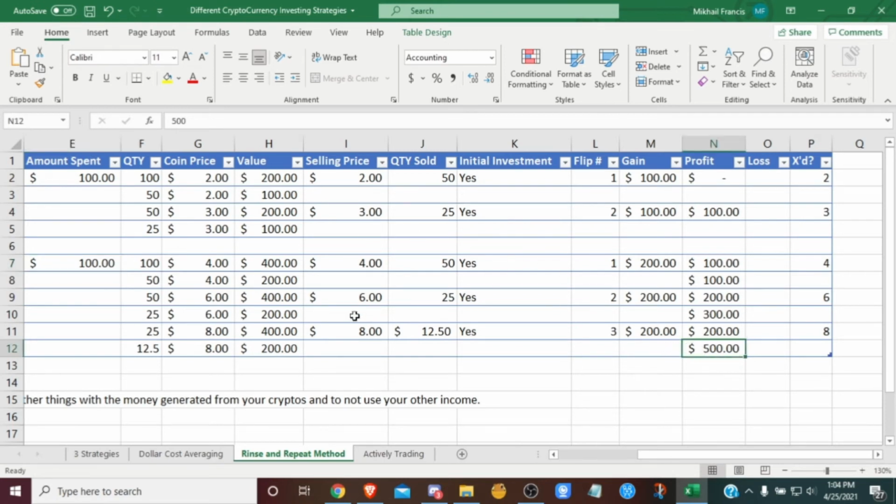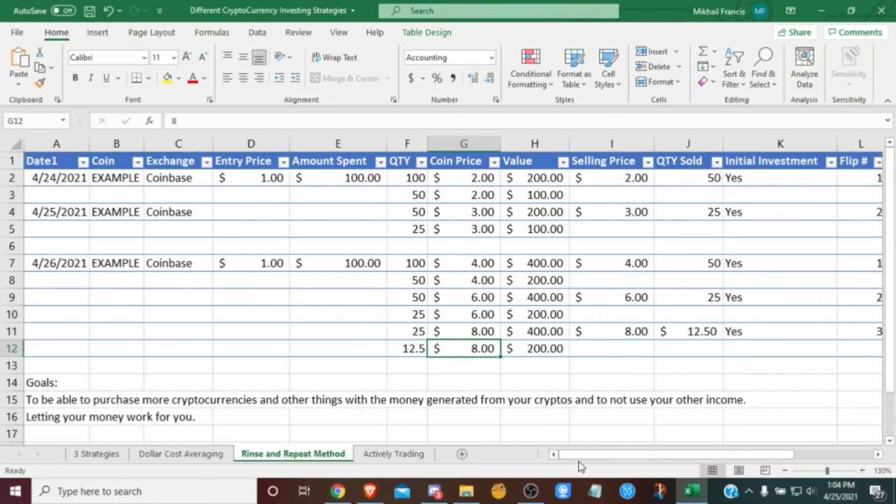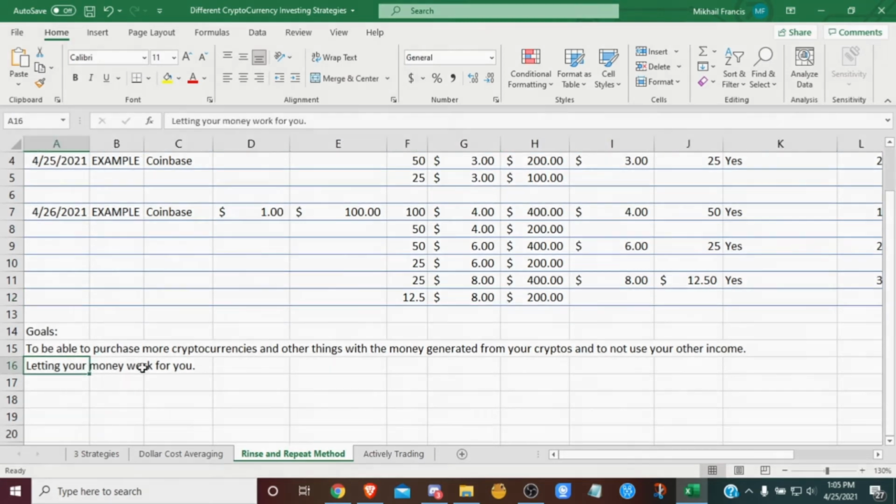If you wanted to, you could sell the rest you have in here and get $200 and add it to the $500, which equals $700. So realistically, your $100 got you to $800, which is a $700 profit. But you keep the remaining in here just in case the price goes to $10, and you can sell half again and keep flipping and so on and so forth. This is what you call the rinse and repeat method. The goal for this method is to be able to purchase more cryptocurrencies and other things with the money generated from your cryptocurrencies, and to not use your other income. And the other income could be like your salary or your job income, you know what I'm saying? And the goal is to let your money work for you.